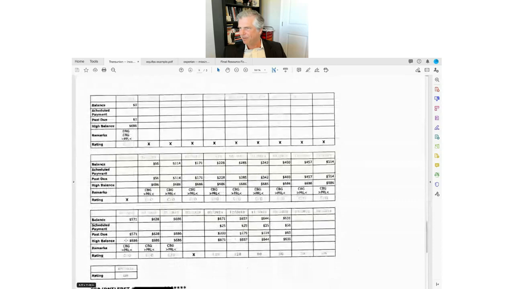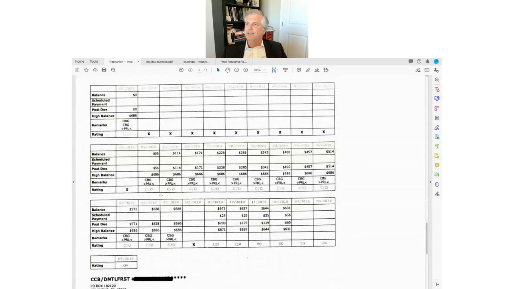Let me see if I have a better one for us. Yeah, here's a better one. So you see it says charge off and past due is $114. And you can see this is November, December, January. So the balance is going down, the past due is going down. So evidently we're paying it, but there's no indication of those payments coming.